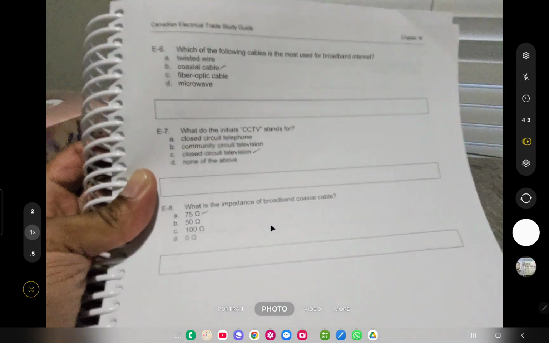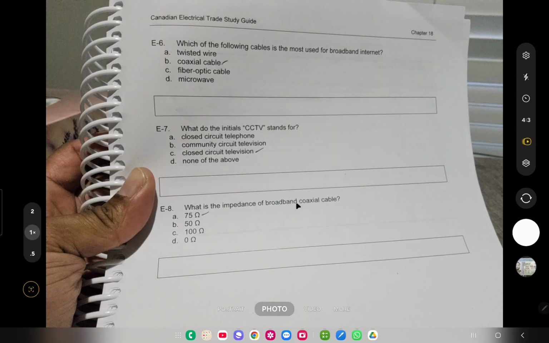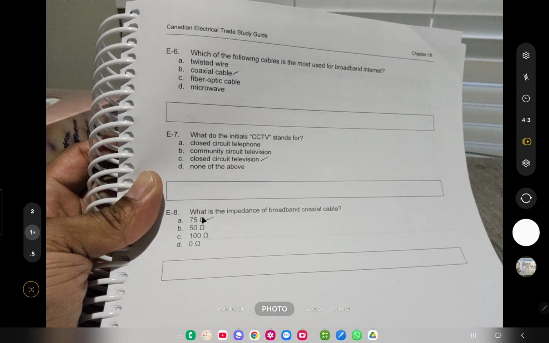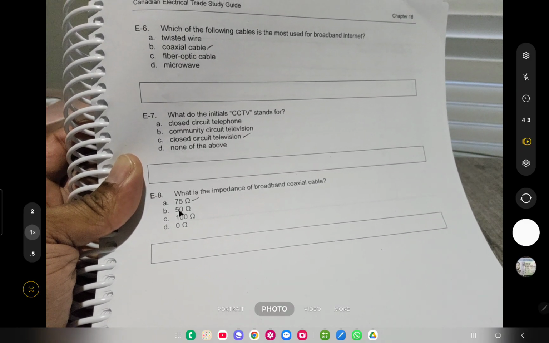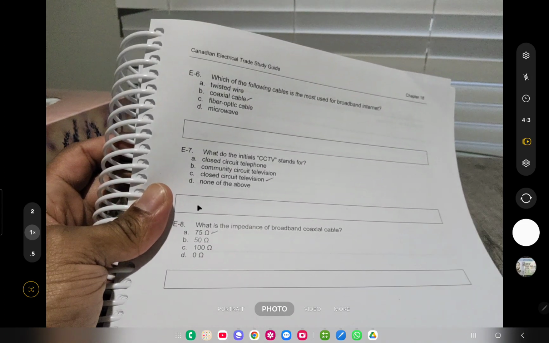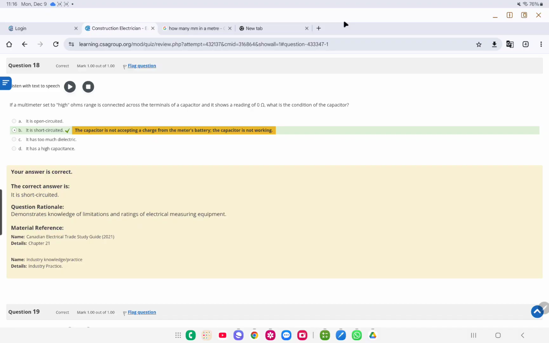What is the impedance of broadband coax cable? And it is 75. Now there is another question where the answer is 50. I'll have to find it in order to make sure not to get confused.